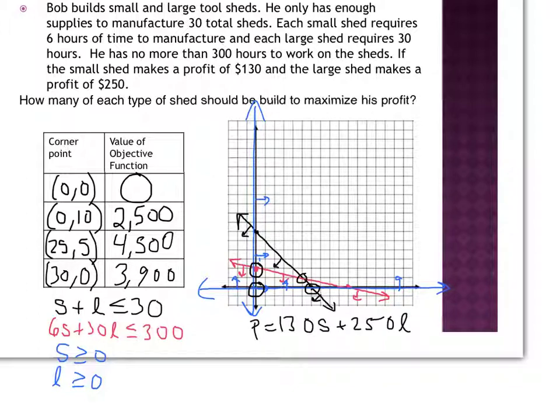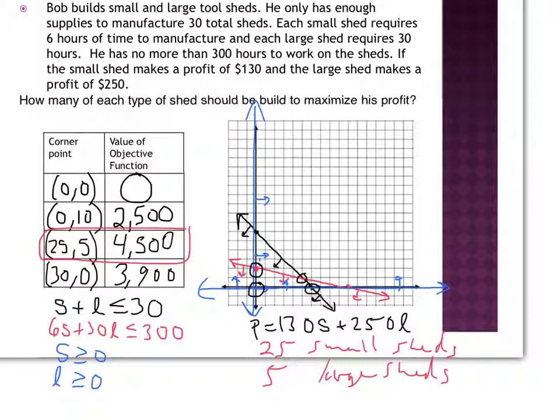So it looks like, once again, a mixture of each one is going to give us our best profit. So he's going to have 25 small sheds and 5 large sheds. And there we have it. Make sure you write down your constraints. You graph them correctly. We find our 4 corner points, plug those into our objective function, find out our max profit or whatever the question may be asking, and we're done. Bippity boppity.